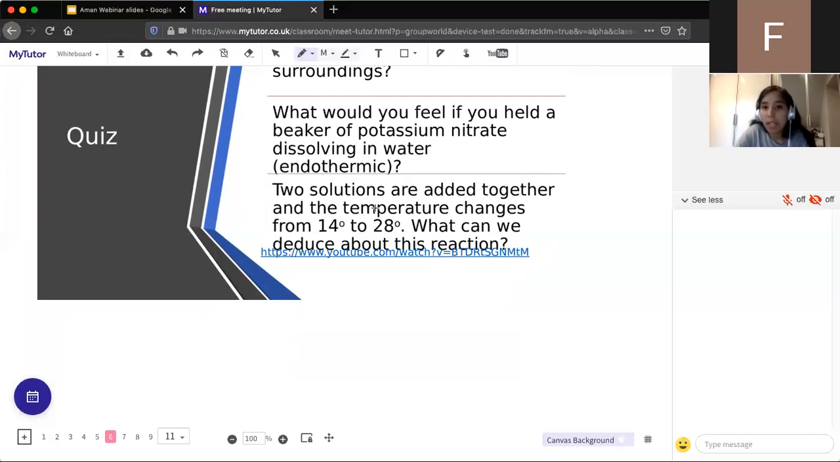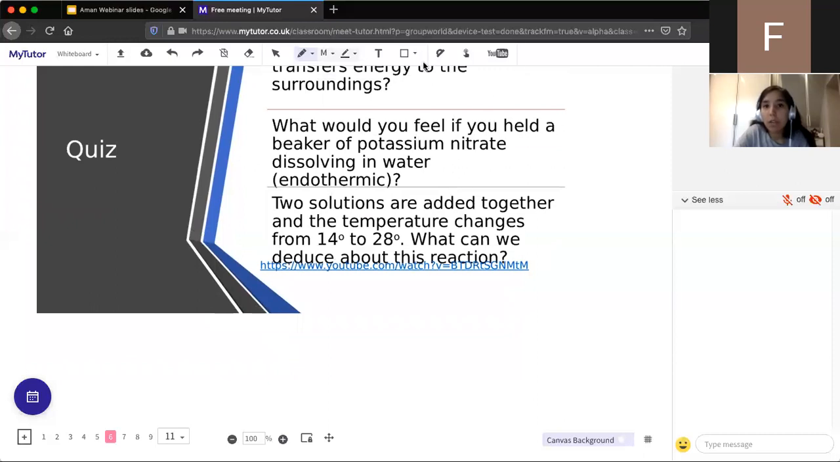Okay, the final question then. Two solutions are added together and the temperature changes from 14 degrees to 28 degrees. What can we deduce about this reaction? So what do we know about that reaction then? So two solutions, they're added together. The temperature has gone from 14 degrees to 28 degrees. Exothermic, excellent. So the temperature has increased. And remember, when the temperature increases, it's exothermic.